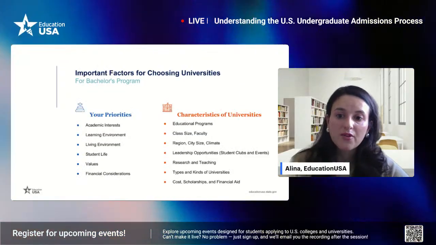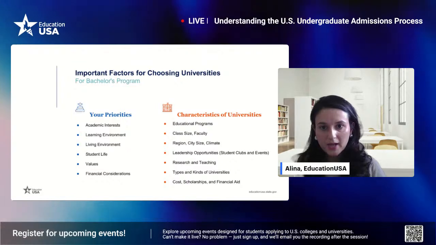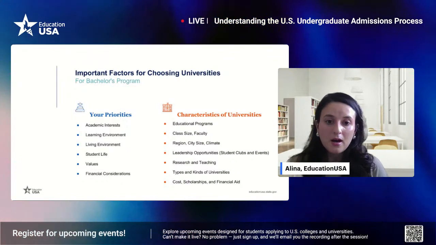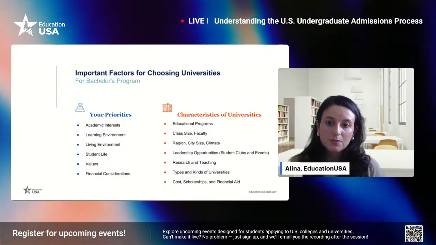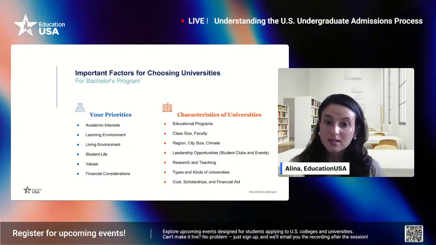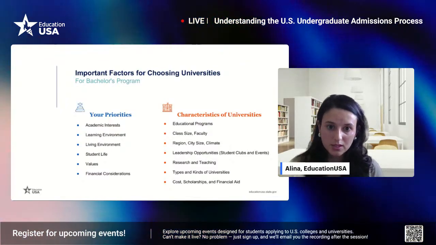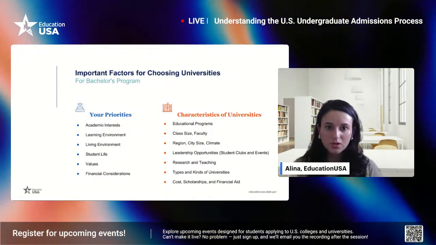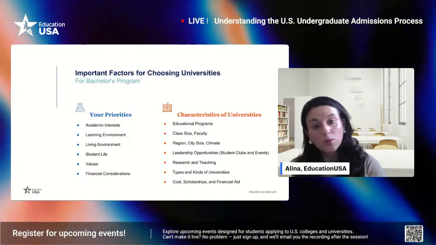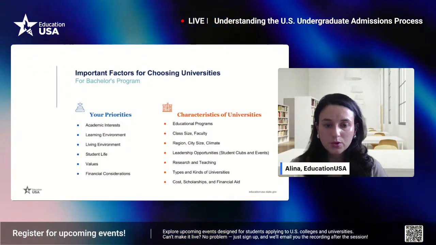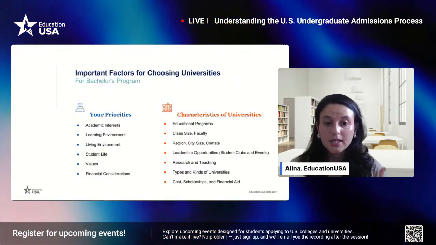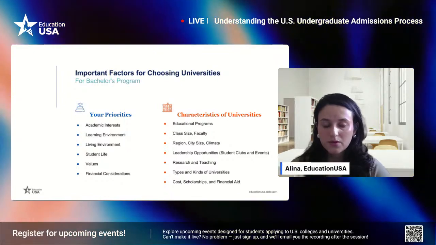So going over those important factors that you need to consider when choosing the university for your bachelor program, I would advise you to split them into big sections: considering your priorities and considering the characteristics of the university. So basically, when you make up the list of the universities or the regions where you want to do your studies, you have to set your priorities, and you have to consider the characteristics of the universities.